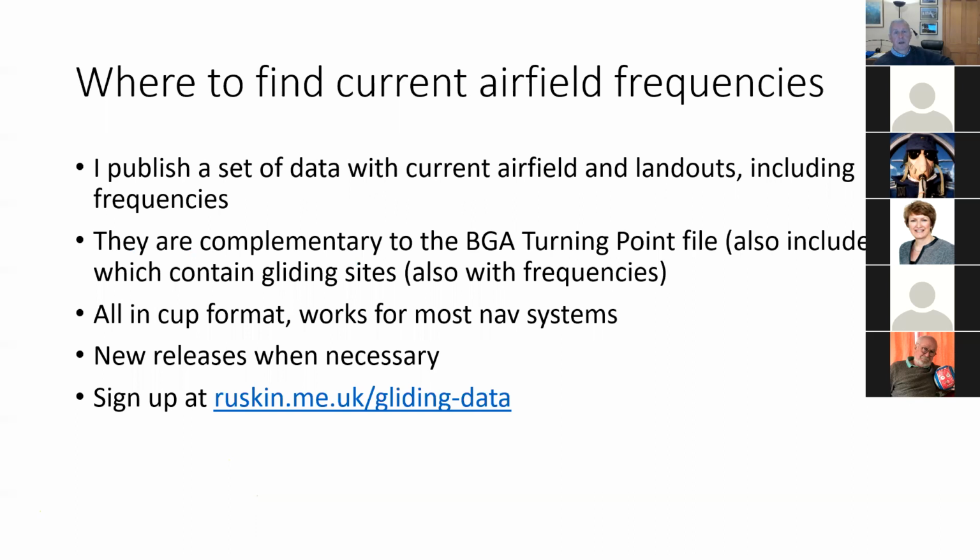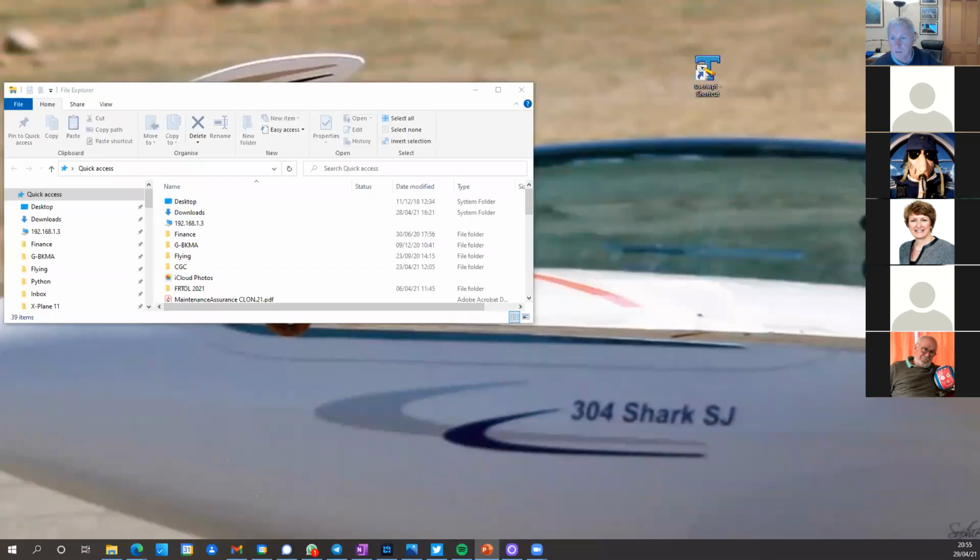The other thing I'd point you at is the data with current airfield frequencies. I publish a set of data with current airfields and landouts, including frequencies. And they fit together and are mutually exclusive, collectively exhaustive with the BGA turning point file, which we include as well. And that contains all the gliding sites, again with frequencies. They're in CUP format, which works for most nav systems, and we keep them up to date, making releases when things change. So you can sign up to be told when things have changed. Okay, so that's all I have to say. Let's come out of that.